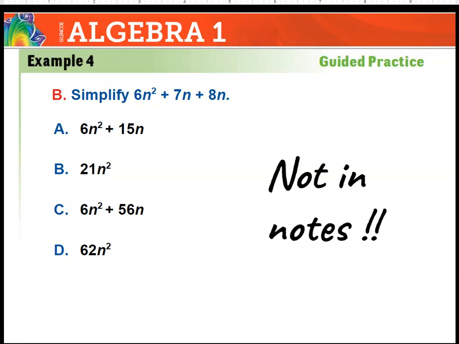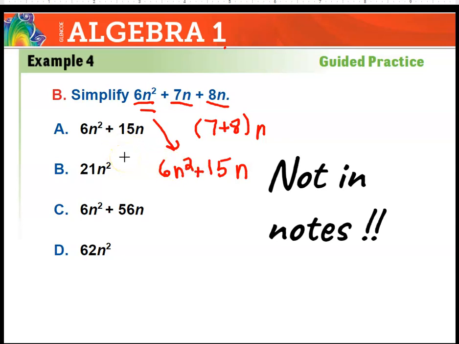Okay, coming back, you should see here 6n squared plus 7n plus 8n. Well, if I look here, the only like terms I see are 7n and 8n. So if I combine those, I'm going to end up with 7 plus 8, and I pulled out the n. Of course, 7 plus 8 is 15n. Well, this 6n squared, I didn't do anything with that, so I'm going to bring that down here. 6n squared plus 15n. This better come up A, otherwise I'm going to look kind of silly.